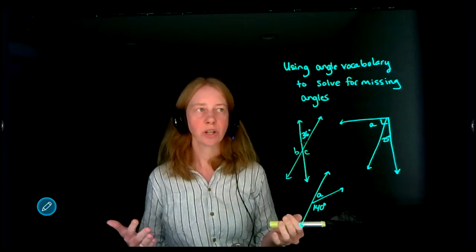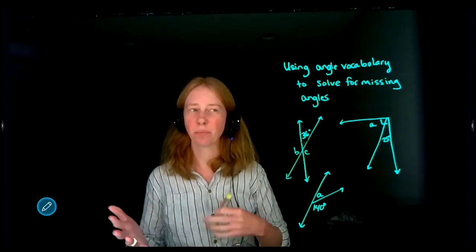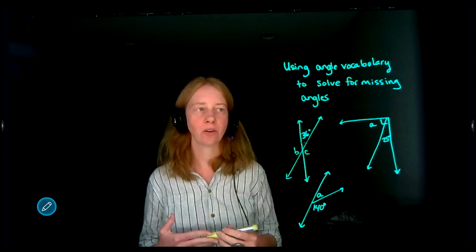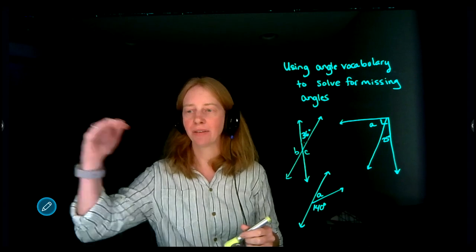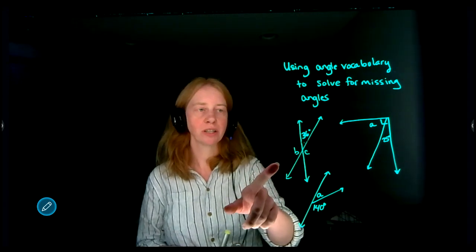Okay, so in this lesson, we're going to learn about how to use our angle vocabulary and some properties that go with that to solve for missing angles. I'm going to give a few examples and then we'll level up our examples as we go. So here's the first example we're going to talk about.